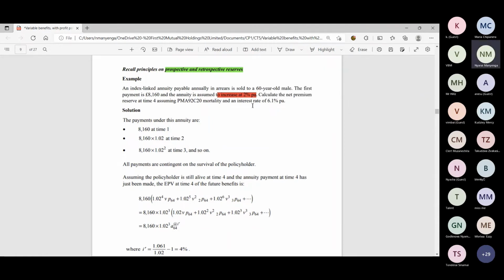So in questions, just ensure that you highlight the key issues for you to be able to appreciate the question and answer it. So this would mean that the first payment, there is no increase. So it would be just 8,160 times 1. But at time 2, the payment will increase, and it would increase by 2%. And then at time 3, it would be compounded by another 2%. So it will be now 8,160 times 1.02 to the power 2 at time 3, and so on. So all these payments are just contingent on the survival of the policyholder, which is the definition we described for an annuity in our earlier lectures.